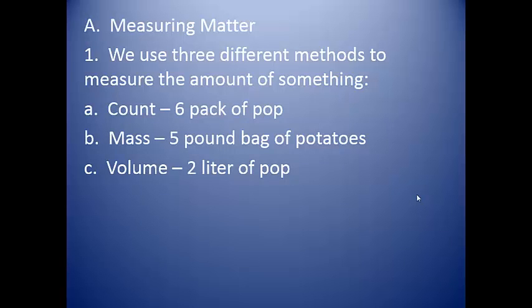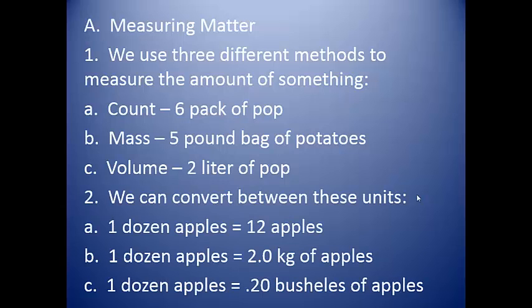For instance, we might say that we have a 6-pack. We might say that we have 24 in a case of pop. We might say that we have a 5-pound bag of potatoes, so we use mass. We also use volume whenever we talk about a gallon of milk or a 2-liter of pop. And we can also convert between these measurements.